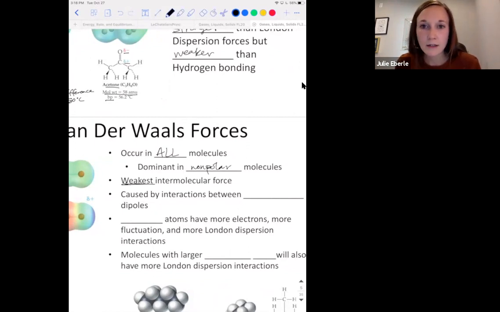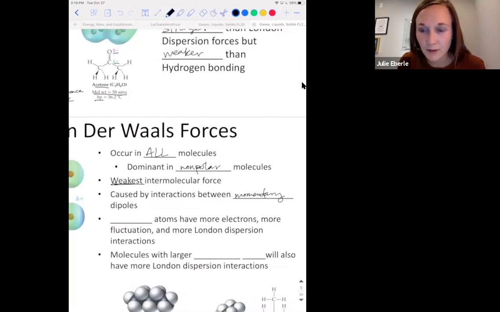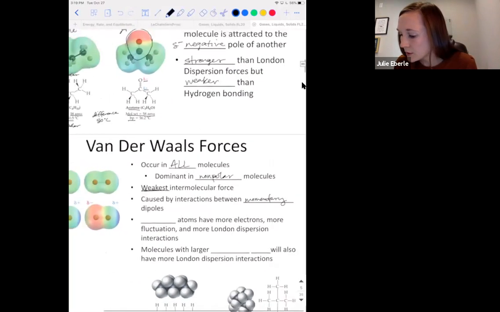And what creates a London dispersion interaction or van der Waals force? They occur by interactions between what we call momentary, or temporary is another word for this, momentary or temporary dipoles. What the heck is a temporary dipole? Let's look at that. I'm going to draw this out.